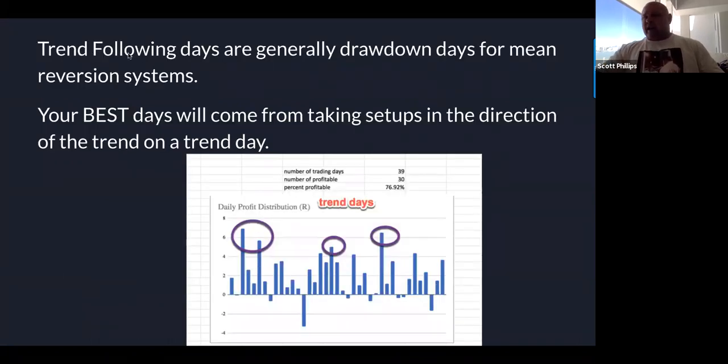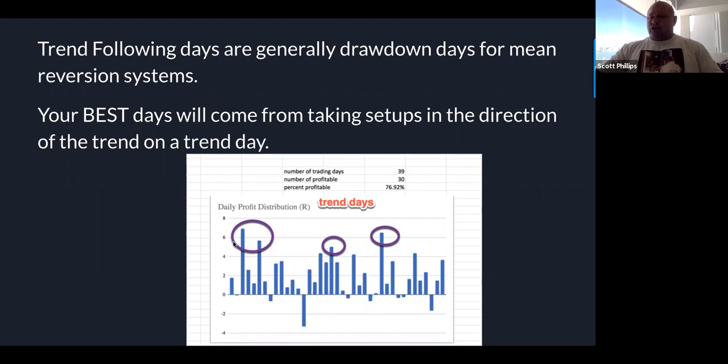So trend following days are generally drawdown days in mean reversion systems. So this is the last 40 trading days, and you can see that all of the biggest days here, all of the days that really contribute disproportionately to your profits, come from these trend days. So your best days are going to come from taking setups in the direction of the trend on a trend day, because on those days you might take 7 or 8 setups in the direction of the trend and win 6 of them. Now, this is the absolute key to the super performance of the system.